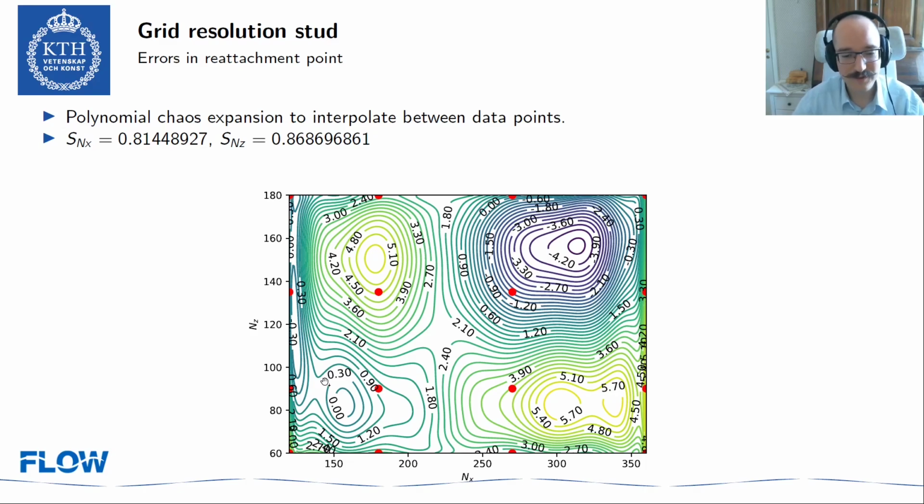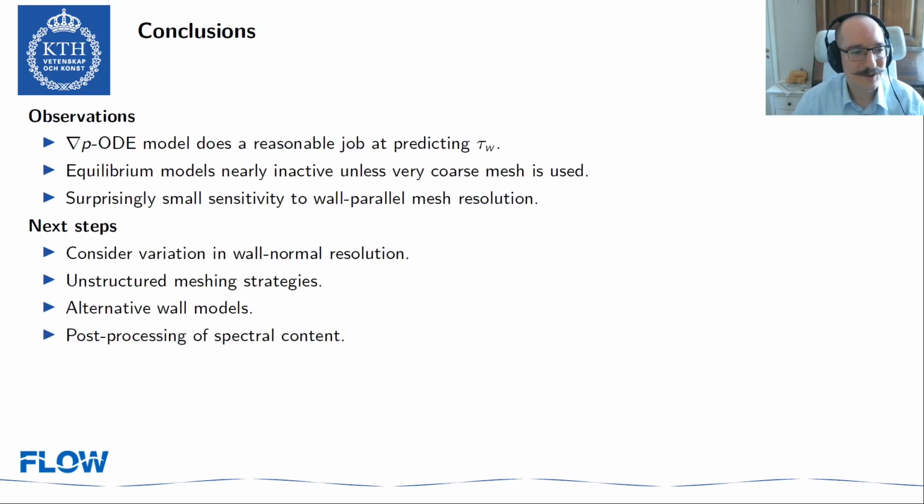So yeah, this is quite a surprise, and I would say the biggest surprise is that the results are so similar across the resolutions, and that using coarser meshes gives better results is also quite surprising. So in conclusion, we saw that the pressure gradient ODE model works well and does a good job of predicting tau wall. On the other hand, the equilibrium model does not do a good job because it's more or less inactive, even on the coarse mesh which we're using. And very surprisingly small sensitivity to the wall parallel mesh resolution.